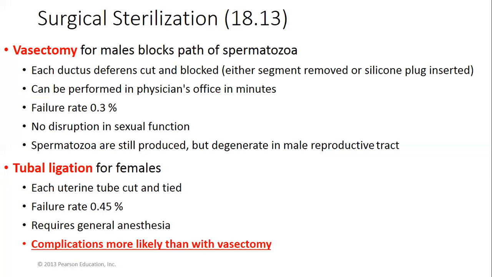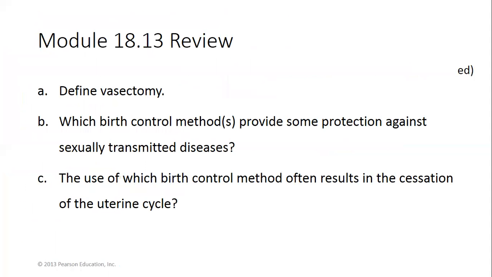It's just there's much more complication. Complications are much more likely than with a vasectomy because the surgery is much more severe in women than it is in men. The ductus deferens can pretty easily be located and surgery can be performed in the physician's office in minutes. Women actually have to undergo quite an invasive surgery to have a tubal ligation. So it's much more severe in females than in males.